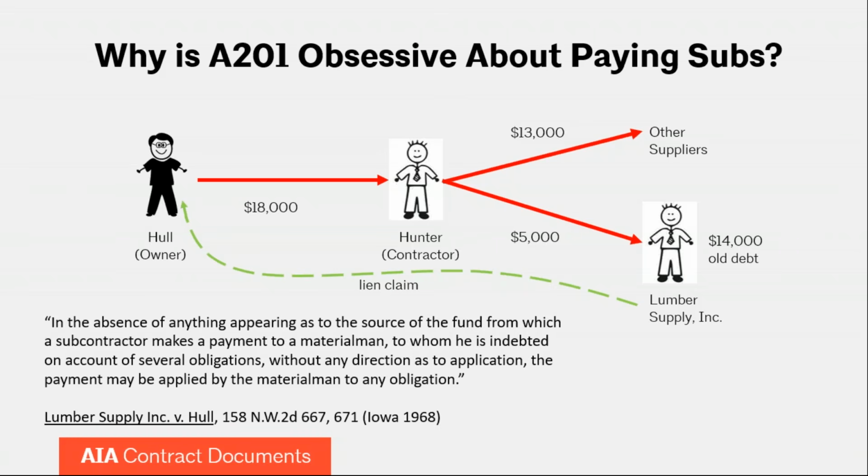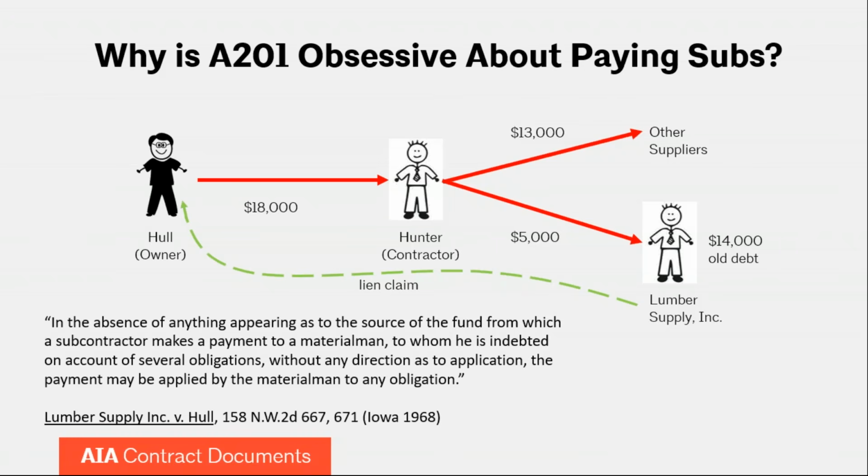Lumber Supply actually was owed $14,000 of old debt by Hunter, the contractor, and instead of applying that $5,000 directly to the Hull contract, they apply it to the oldest debt that exists. So in Lumber Supply's mind, they got paid for old debt when they got a $5,000 check from the contractor. They did not get paid for the construction on the Hull house. So Lumber Supply not only probably sues the general contractor, they also bring a lien claim against the owner of the home.